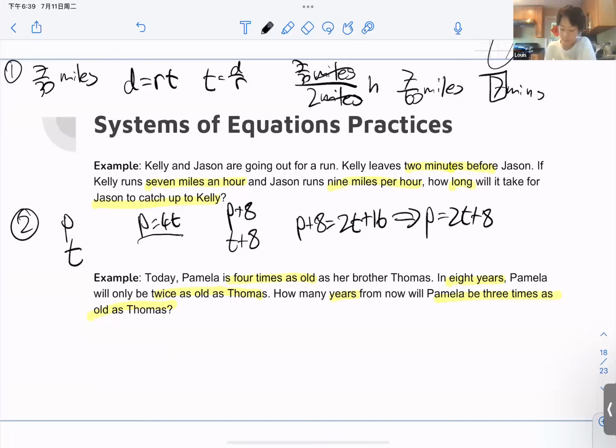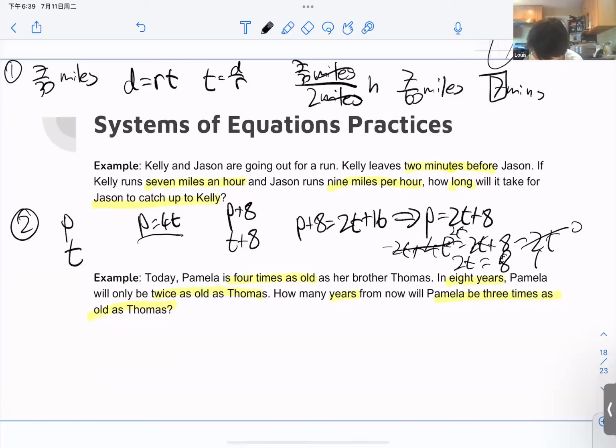And since P equals 4T, we can substitute it into the second equation. So we would have that 4T equals 2T plus 8. And if we minus 2T from both sides, this gives us 2T, and this gives us 0. So we have that 2T equals 8, so T equals 4. And since P equals 4T, then we have P equals 16.